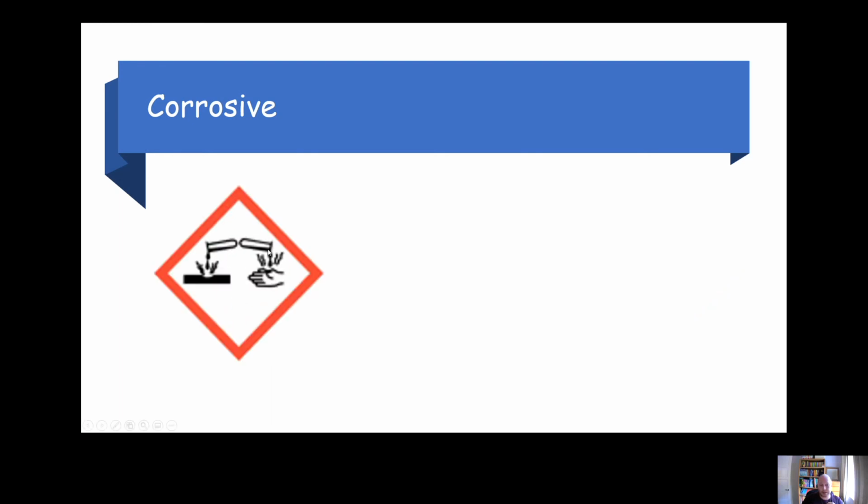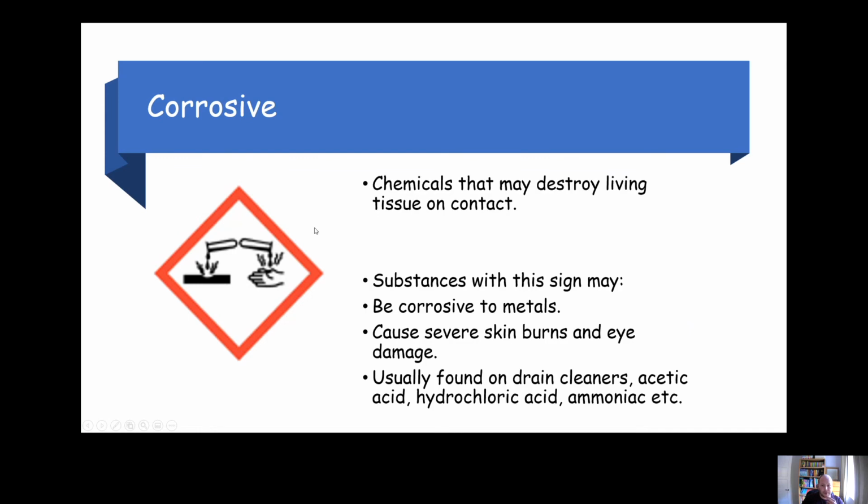Corrosive is this symbol here. And essentially it's chemicals that may destroy living tissue on contact. So it also would be corrosive to metals. So anything with a corrosive symbol could cause severe skin burns, severe chemical burns, severe eye damage. So you need to be really careful if something's corrosive. Make sure that you wear appropriate protective equipment. You might find this in drain cleaners, any acids essentially, ammonia.